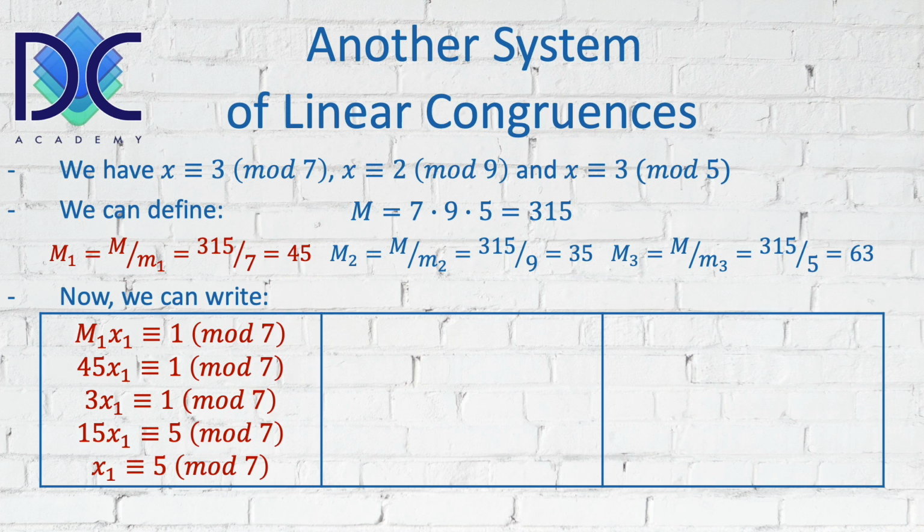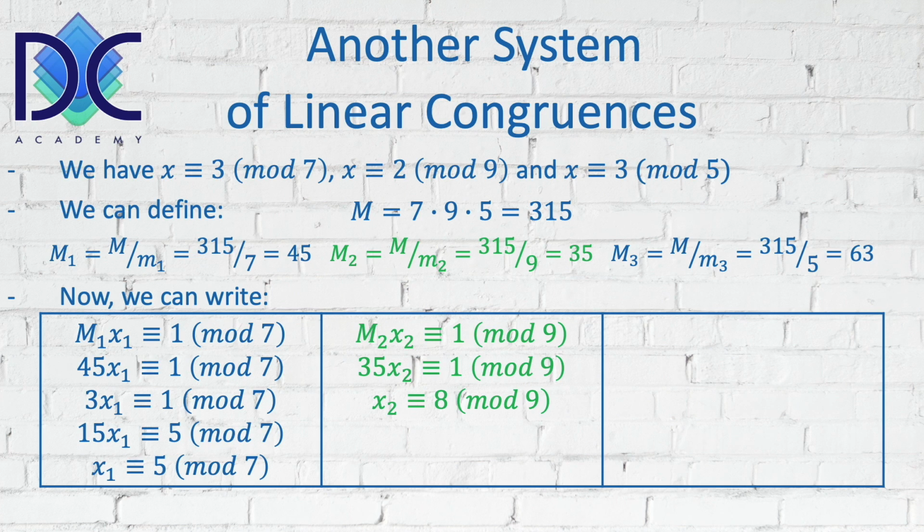So for the first one, we can say that M1x1 is congruent 1 modulus 7. So M1 is 45. 45 modulus 7 is in fact 42, which is 7 times 6 plus 3. So we can say 3x1 is 1 modulus 7. When we multiply both sides with 5, we can say 15x1 is congruent 5 modulus 7. And we can say that this can be replaced by x1 congruent 5 modulus 7. Again, 15 is 2 times 7 plus 1.